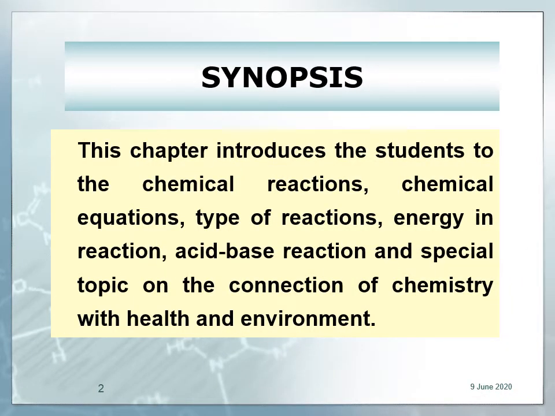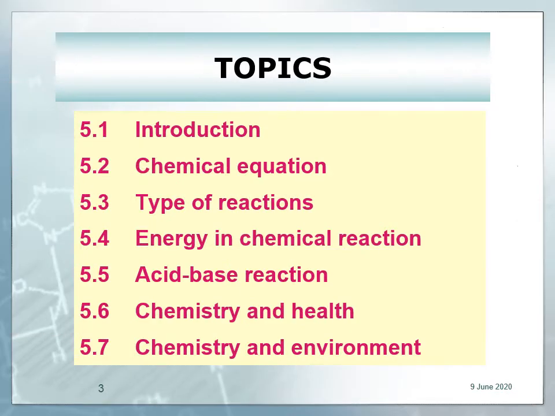The synopsis of this chapter covers chemical reactions, chemical equations, types of reactions, energy in reactions, acid-base reactions, and a special topic on the connection of chemistry with health and environment. There are 7 topics covered in this chapter, which are 5.1 Introduction, 5.2 Chemical equation, 5.3 Types of reactions, 5.4 Energy in chemical reaction, 5.5 Acid-base reaction, 5.6 Chemistry and health, and lastly 5.7 Chemistry and environment.